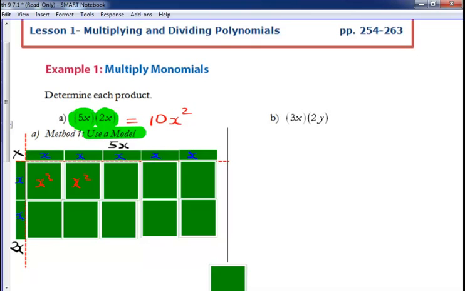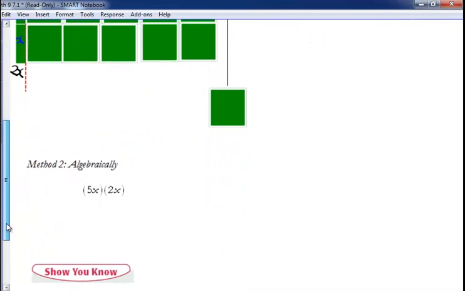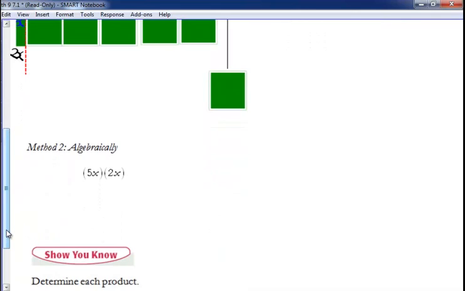Now, method number 2, how would we think about this algebraically? Well, we've got our 5x times our 2x. I'm simply going to jumble the factors around a little bit. We've got 5 times 2, and then we've got x times x. So 5 times 2, clearly, we've got two coefficients there, that gives us a total of 10. x times x, well, isn't that just x to the power of 2?